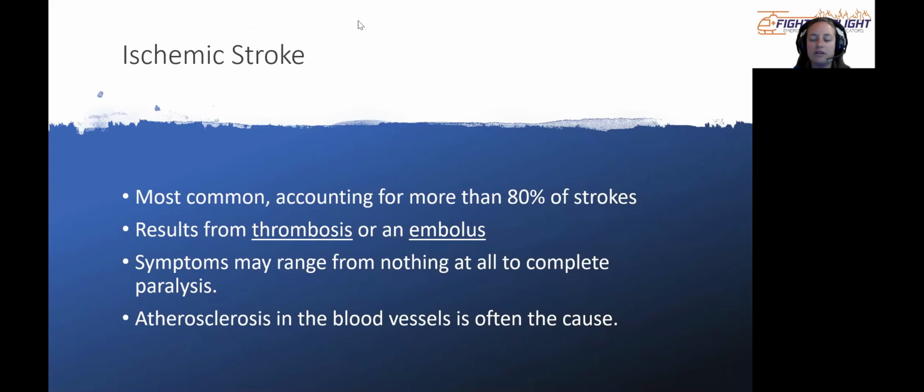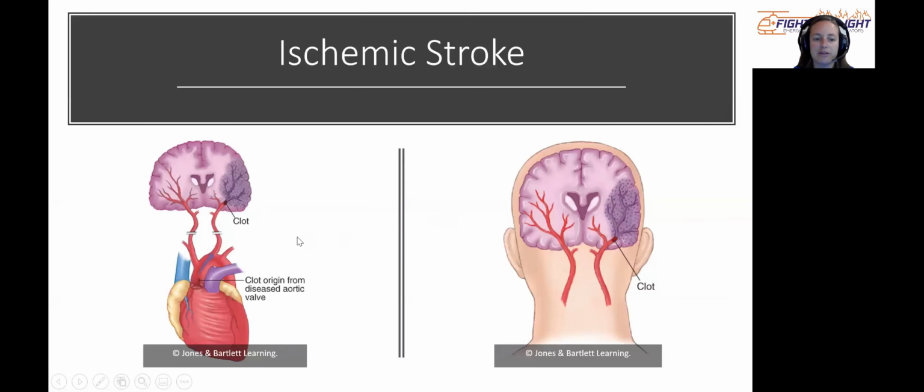You really need to know the difference between ischemic strokes and hemorrhagic strokes. An ischemic stroke is caused by a thrombosis or an embolus that's blocking blood flow. There's some kind of blockage. This is more than 80% of the strokes, so it's really common. The symptoms can be anything from nothing at all to complete paralysis. It just depends on what part of the brain's affected. And usually the cause is atherosclerosis in the blood vessels, which is that fat and calcium buildup in the blood vessels.